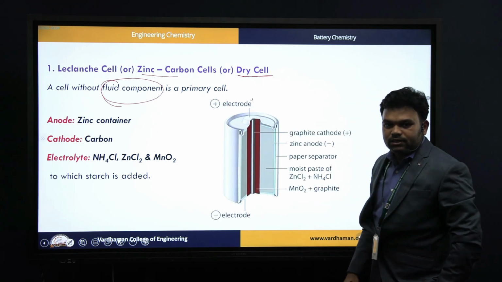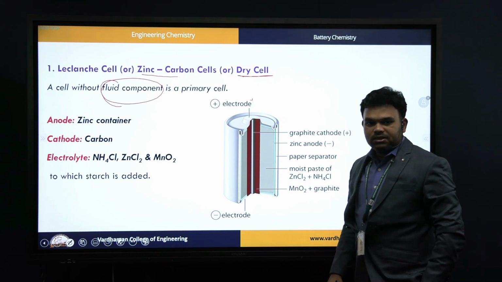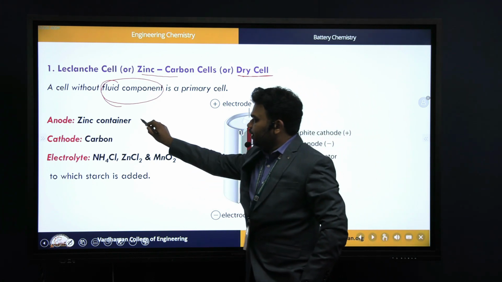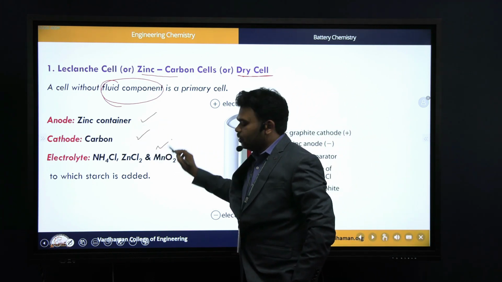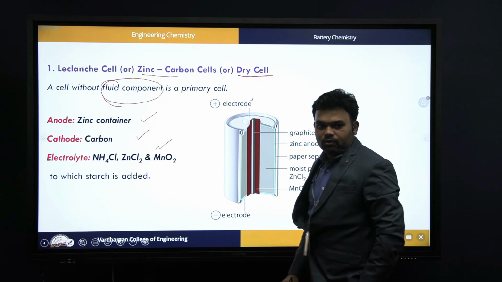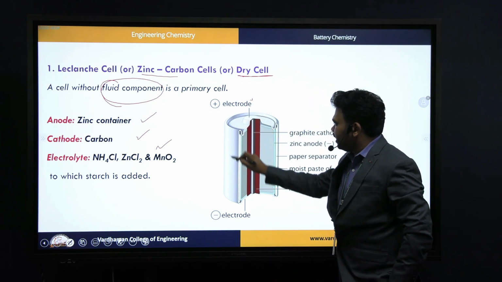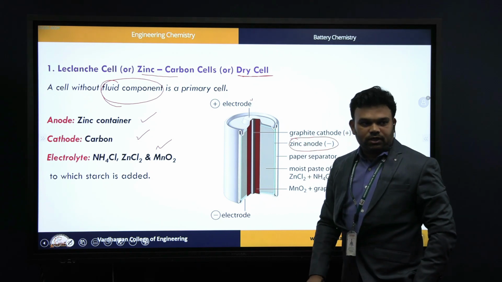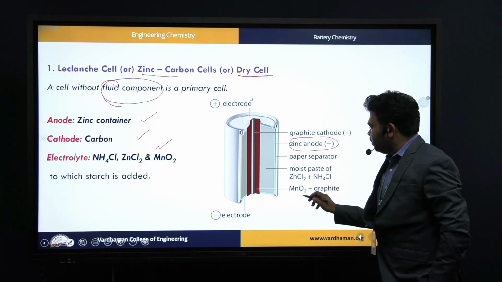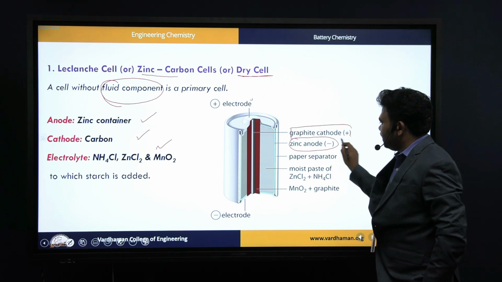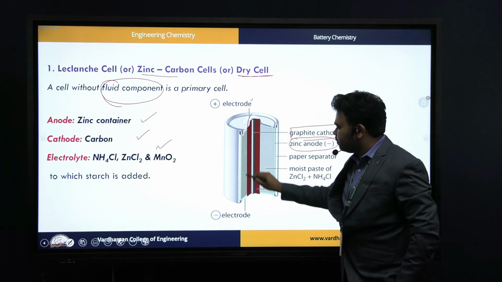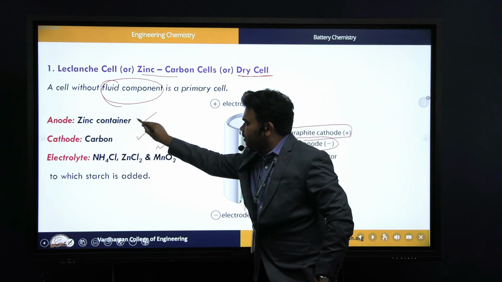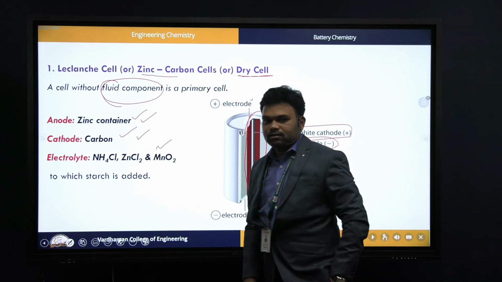this is a diagrammatic representation of the Leclanche cell, which consists of, as we know, any battery consists of anode, cathode, and electrolytic solution, right? For the anode, in the construction, we are taking zinc, which acts as the anode and carries a negative charge. Next, the cathode: graphite, which is placed in the middle portion of this battery, acts as the cathode. So zinc is the anode and carbon acts as the cathode.